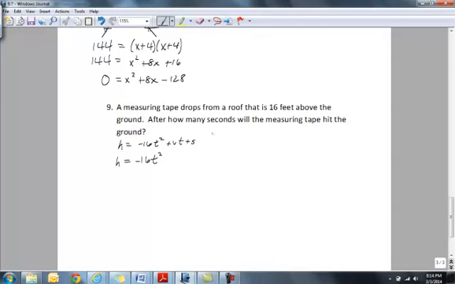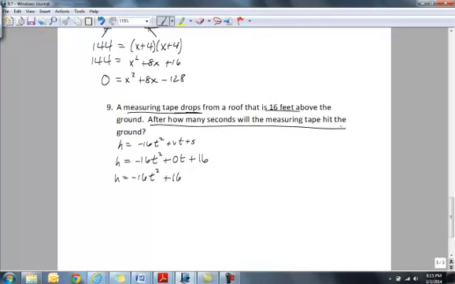So v is kind of an interesting one because it says the measuring tape drops. That means that whoever had it in their hand didn't throw it, didn't kick it, didn't do anything with it other than just drop it. And so the honest truth is, when they drop it, the starting velocity is just 0. And the starting height was 16. So I could rewrite this to be h is equal to negative 16t squared plus 16. I can just get rid of the 0 entirely, because 0 times t is 0.